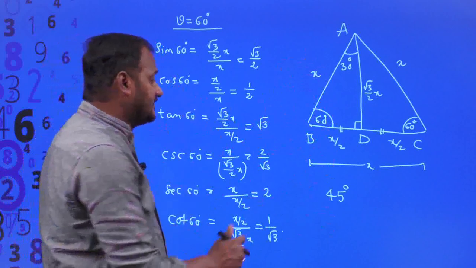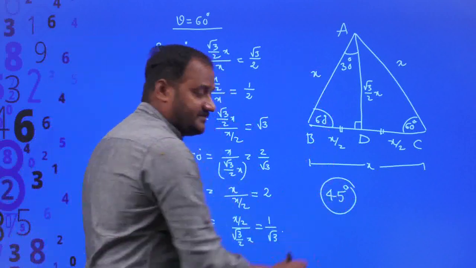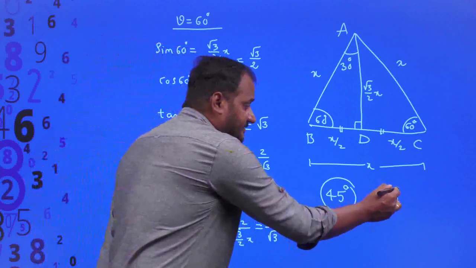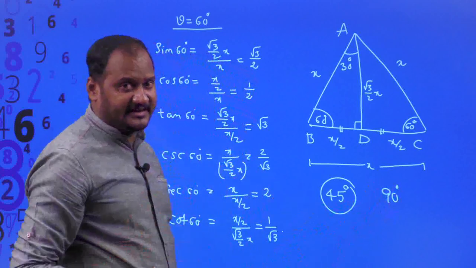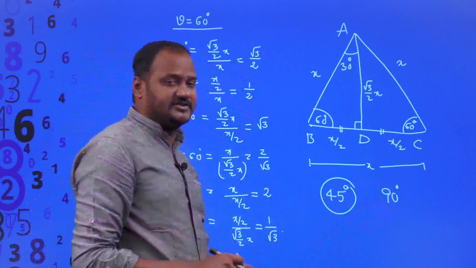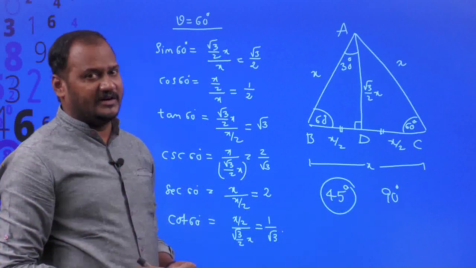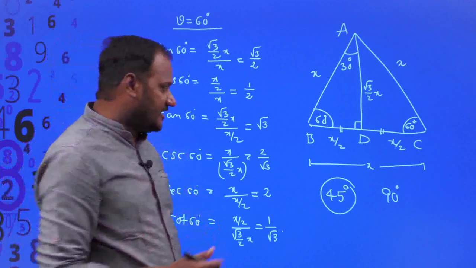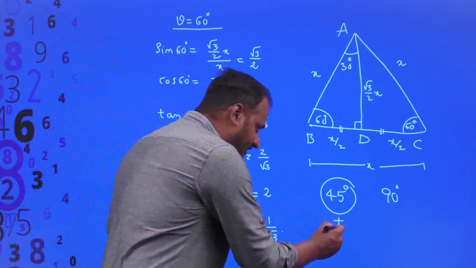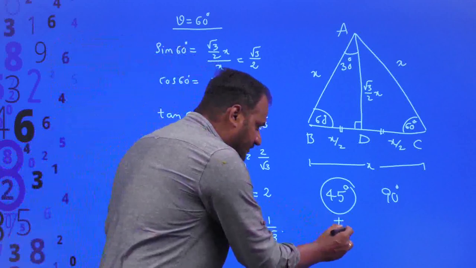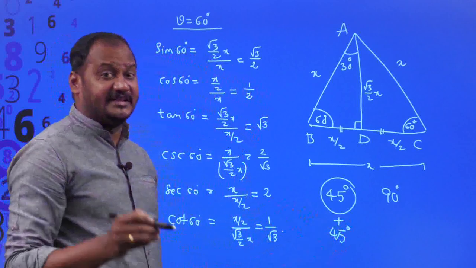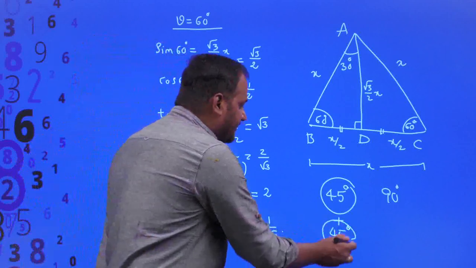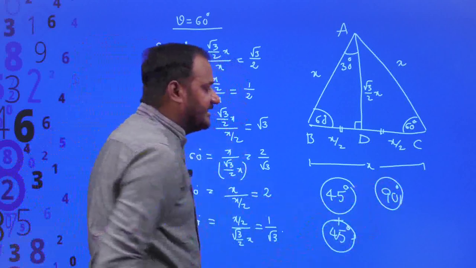But if you consider this 45 degrees is available, and moreover one of the angles should be 90 degrees because it should be a right angle triangle. So 90 plus 45 is equal to 135. 135 plus how much equal to 180? Obviously 45 degrees. So if one angle is equal to 45, then the other angle is obviously 45 degrees if it is a right angle triangle. Right?